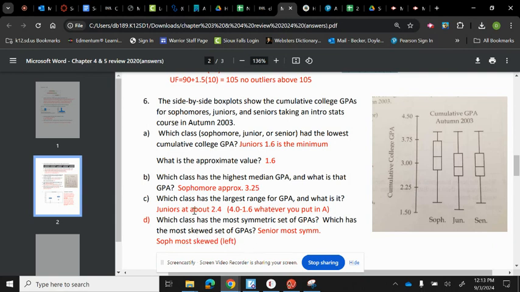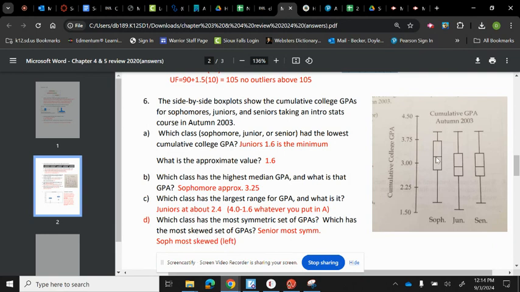Which class has the largest range? Well, largest range, most spread, looks like juniors has the largest range. And again, it's going from like maybe 3.8 or 3.9, maybe, I guess that's probably 4.0, because if we're going up to 4.5 on here. So 2.4, okay, is roughly the IQR.